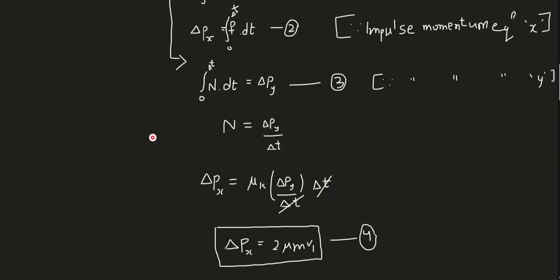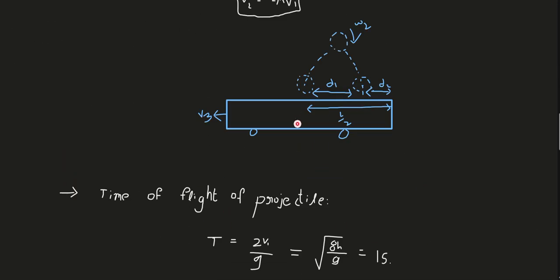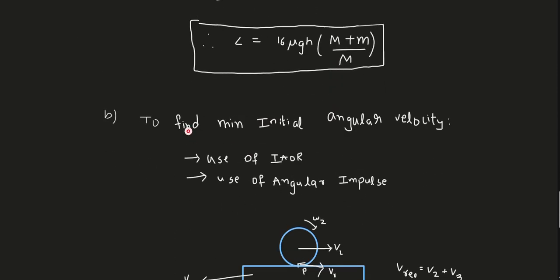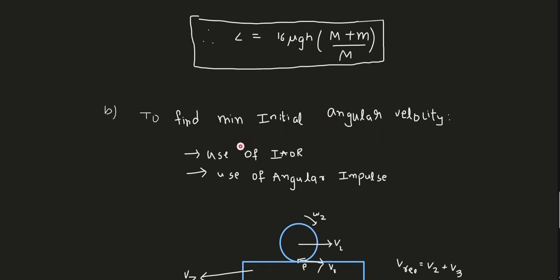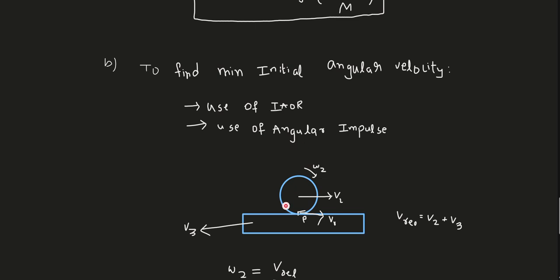The second part asks what is the minimum possible initial angular speed omega of the sphere. To find the minimum initial angular velocity of the sphere, we use two steps here. First we use the instantaneous axis of rotation, and then we use angular impulse. At the time of collision, the sphere has velocity v2 and the cart has velocity v3. So the point P is the instantaneous axis of rotation. It has a relative velocity, which we write as v2 plus v3. You all know how to write relative velocity.